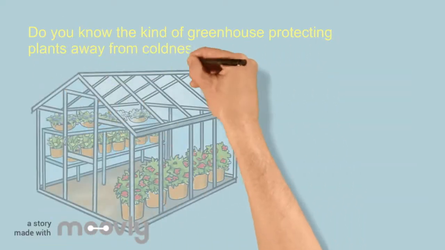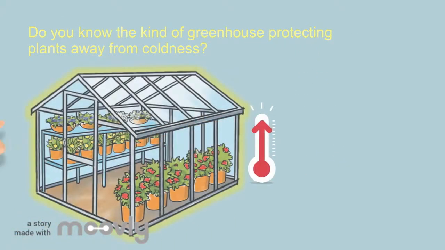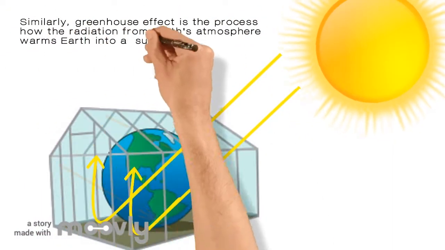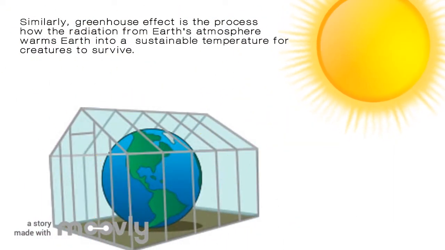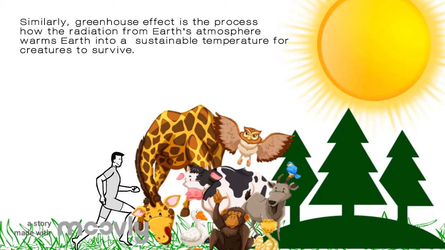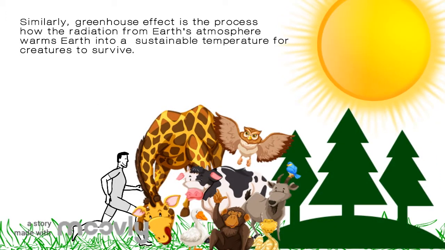Do you know the kind of greenhouse protecting plants away from coldness? The principle of that is basically storing parts of energy from the sun so the heat cannot go out. Similarly, the greenhouse effect is the process by which radiation in the Earth's atmosphere warms the Earth to a sustainable temperature for creatures to survive.